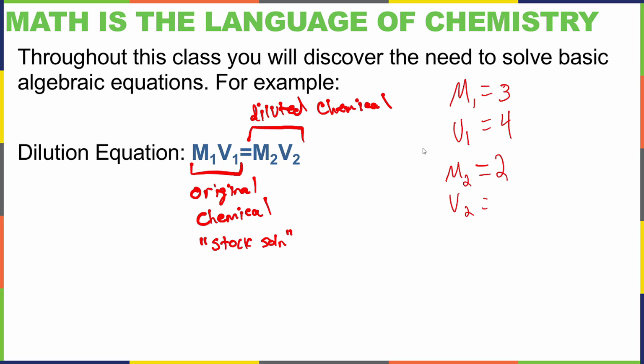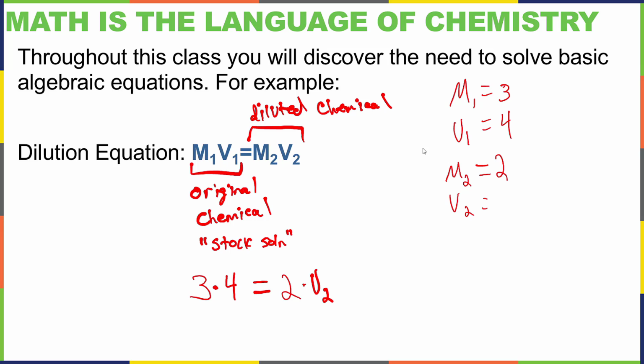All right, so let's just plug it in. The equation is M1 V1 equals M2 V2. So for M1, we said it was 3, times whatever V1 is, that's 4. It equals M2, which is 2. And we're looking for V2. We don't know what that is. So I'm going to go ahead and write that down as V2.